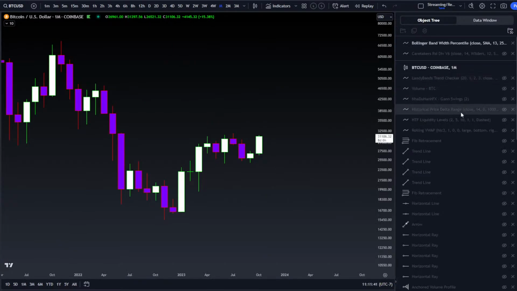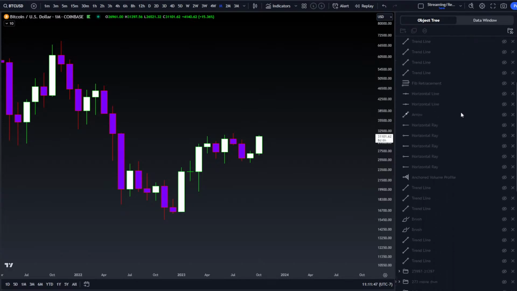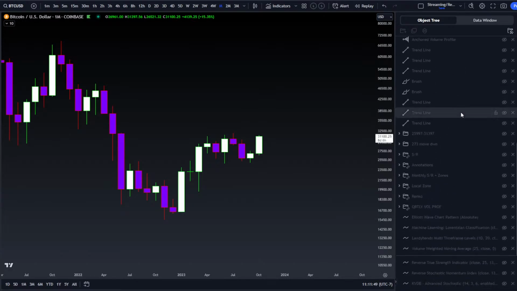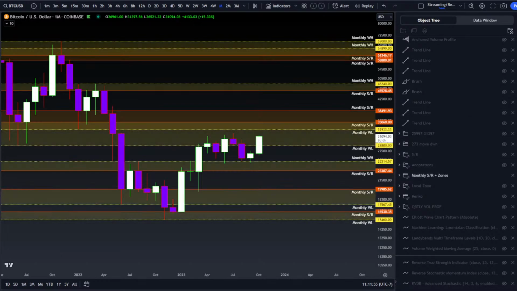It gives you the stats on your indicators. So if there's something that's difficult to see, you can always look at the data window and it's listed out for you there, especially if you're using RSI with divergences. Let's go ahead and look at the monthly support and resistance zones.